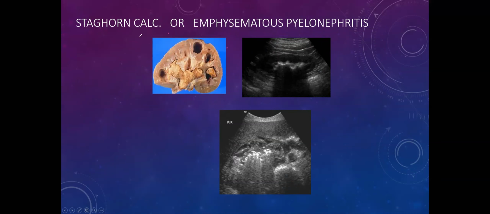Staghorn calculus. I think in passing, it's mentioned in the book. Then they also mention emphysematous pyelonephritis. And they're going to have a similar appearance in a way. Here's a staghorn calculus. It's literally the entire calyx on the upper pole here filled with one big stone, and then there's another good sized stone down here in the lower pole, assuming that is upper pole and lower pole. This person had cysts as well.